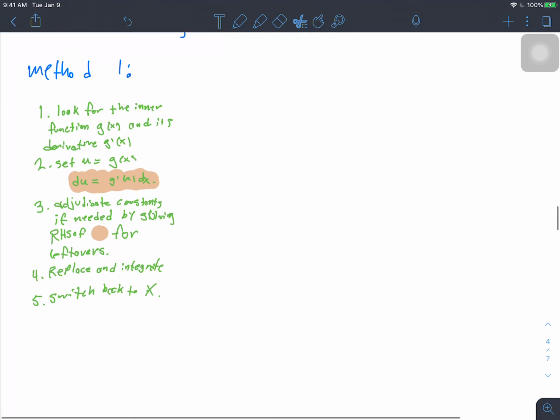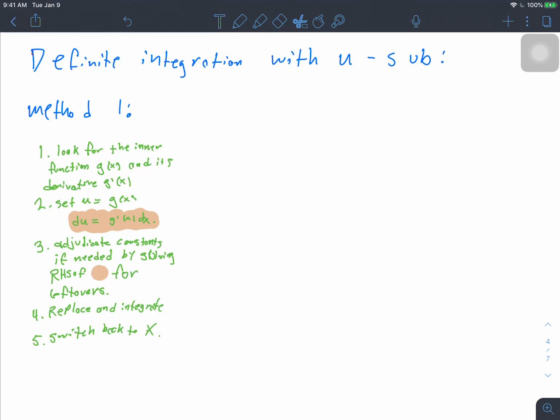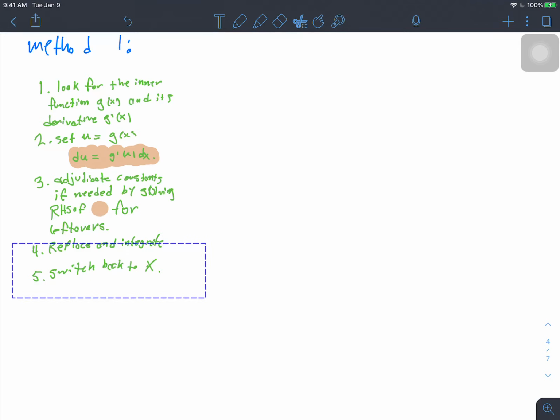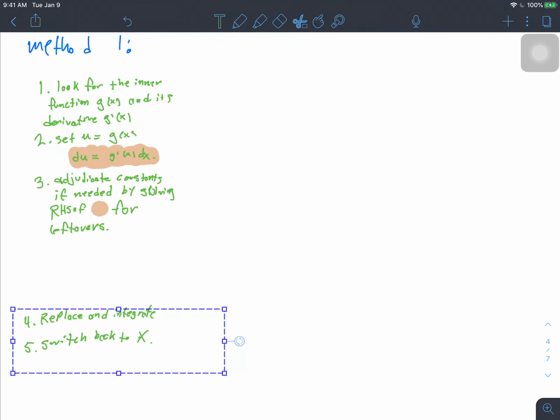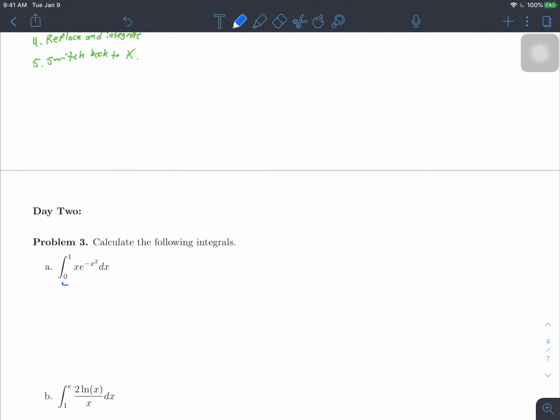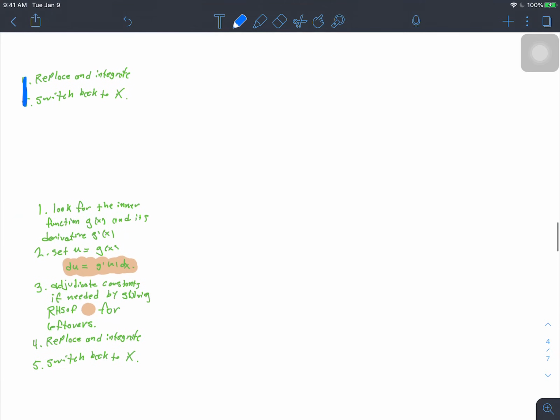Okay, so method 1 is going to be really similar to doing indefinite integration for the first while. We're going to do the usual, look for the inner function g and its derivative g prime of x, set u equal to g of x, and du equal to g prime of x. And then we're going to adjudicate constants if needed. And then here's where things are going to start to get a little bit different. Down on this step. We're going to need to play a little bit with our limits of integration, 0 and 1 in this case, for this problem. Okay, we have to play a little bit with those.